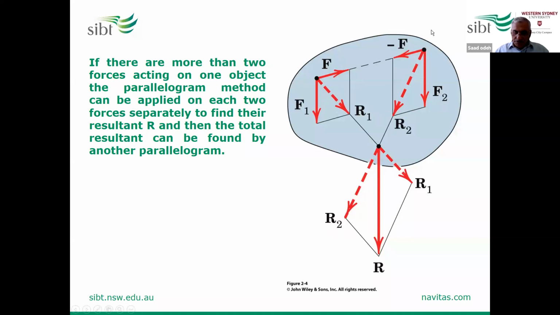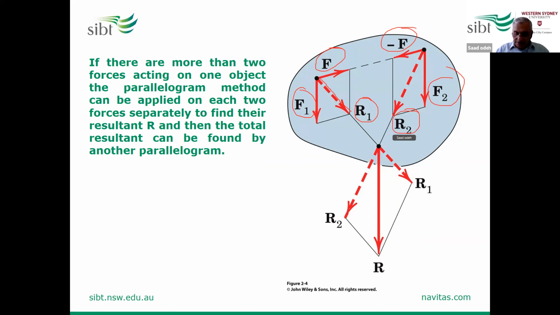The last thing I need to mention here is in a non-perpendicular force system, if you have, let's say, more than two forces. For example, in this object, we have forces F and F1 acting on one side of the object, and we have F2 and F minus F on the right side of the object. We can analyze each two forces individually to find the resultant of these two forces. So, for example, on the left side, I can find R1, the resultant of these two forces, and also I can find R2 for the right side forces.